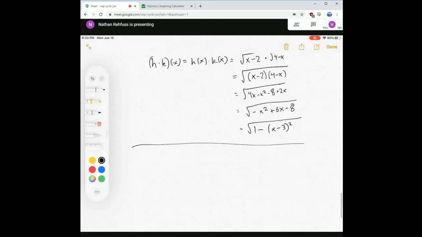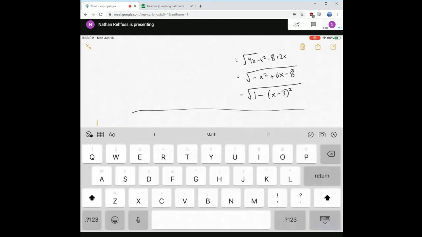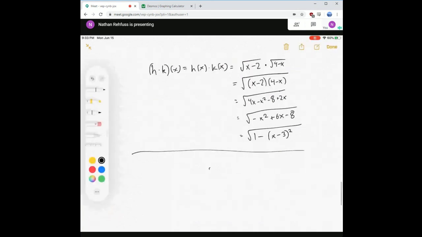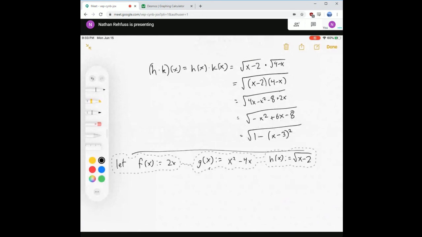Do I still have, can I still paste? Dang it, iPad not behaving again. Hey, there it goes.